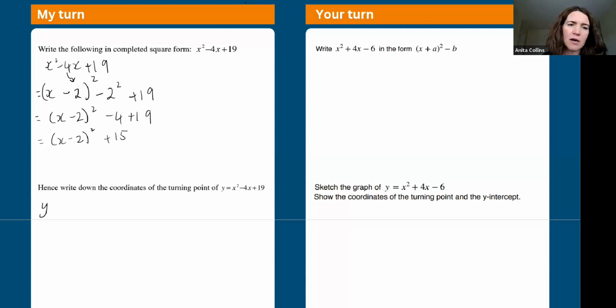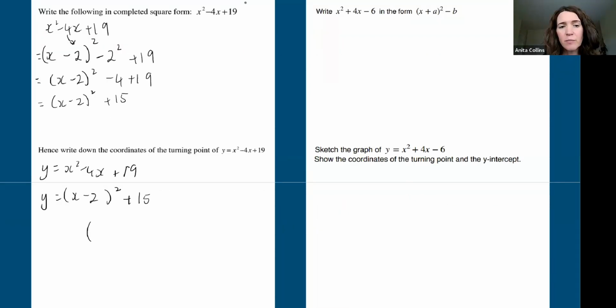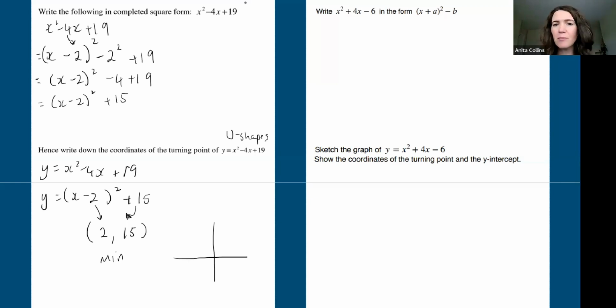So if we rewrite our function y is equal to x squared minus 4x plus 19 in our completed square form of x minus 2 squared plus 15, you can see then that our turning point is going to be, change the sign, keep the sign, 2, 15. So what this would look like is a U-shaped graph with a minimum. I know it's a minimum because a U-shaped graph only has a minimum. It doesn't have a maximum. With a minimum at 2, 15 there, that is what my curve will look like.